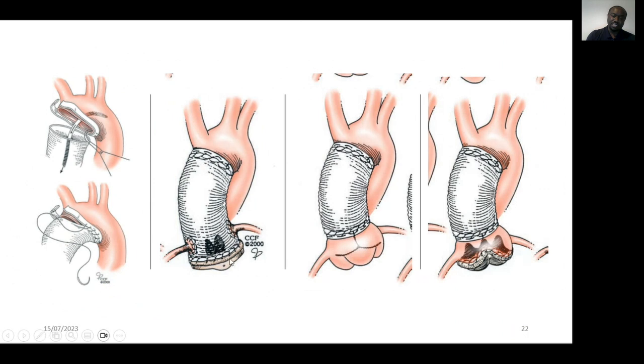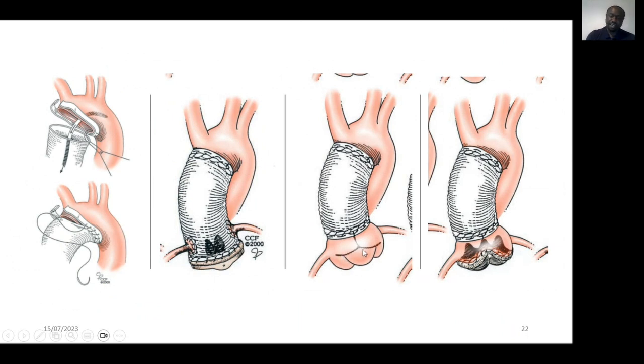It means you're replacing the root, that's the valve and the root itself, and you're using this conduit up to the brachiocephalic artery, up to the ascending aorta. And you're going to implant the coronary arteries, the left main coronary artery, this is the right coronary artery, implanting them back onto the graft itself. And this is a modified Bentall procedure. This is the most common surgery you see for dissection.